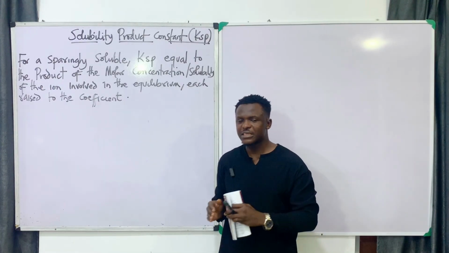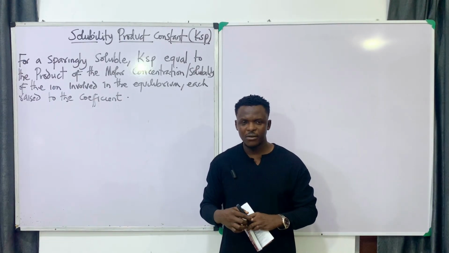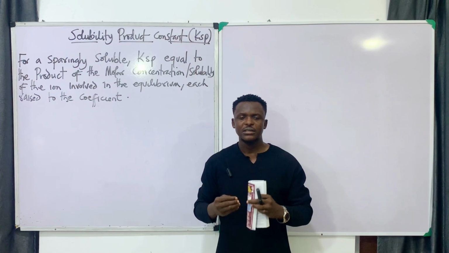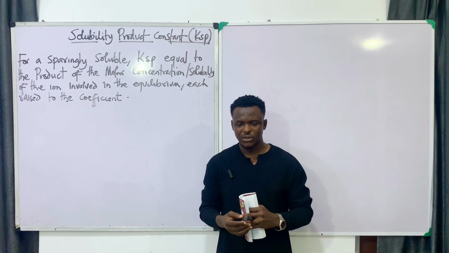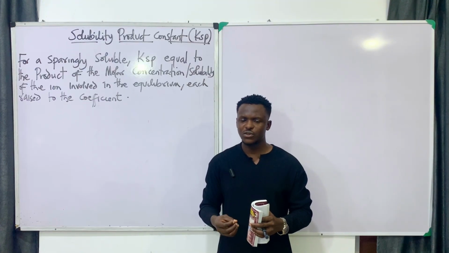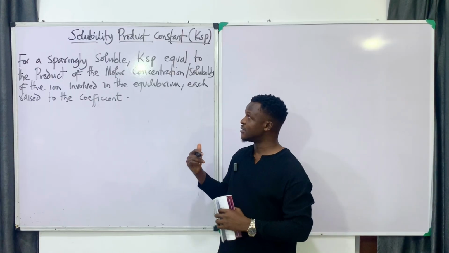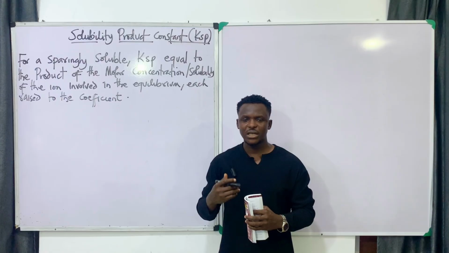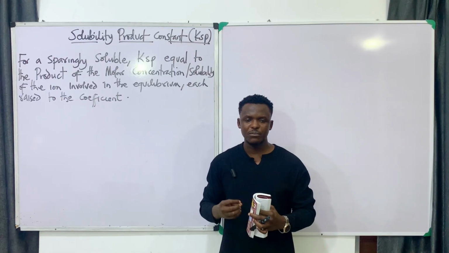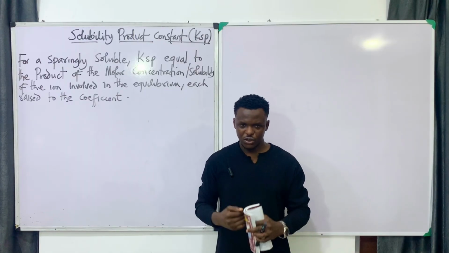Now Ksp is mostly written for sparingly soluble salts. When they say sparingly soluble salts, these are salts that do not dissolve very well in water. Some part of it dissolves and some part of it does not dissolve. So for those types of salts, we're going to be writing their solubility product. For something to partially dissolve in water, it simply means that there will be an equilibrium between what has dissolved and what has not dissolved.